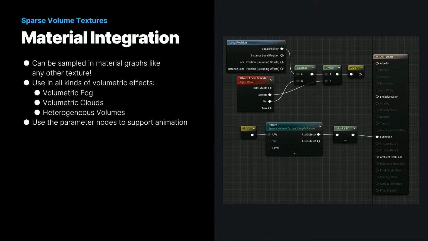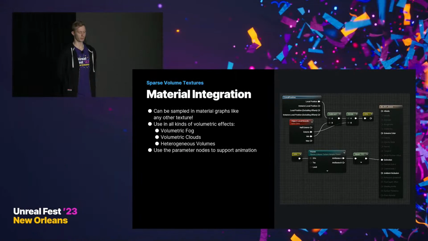We store density in the red channel of attributes A, so we mask that out and plug it into our extinction. Since an SVT acts like a regular texture, you can use it however you like, so it doesn't even need to be a volume domain material. However, SVTs are probably most useful if used with volumetric fog, volumetric clouds, or heterogeneous volumes.